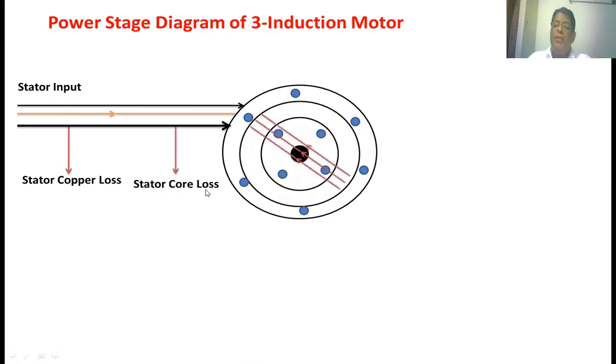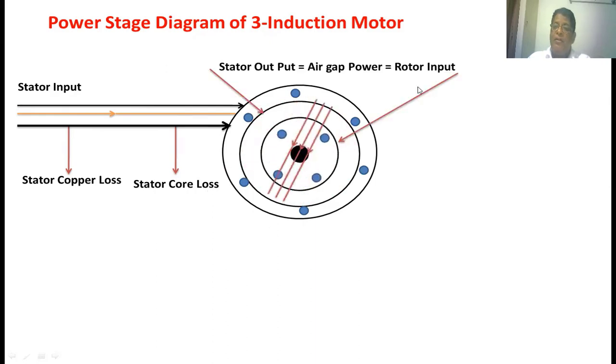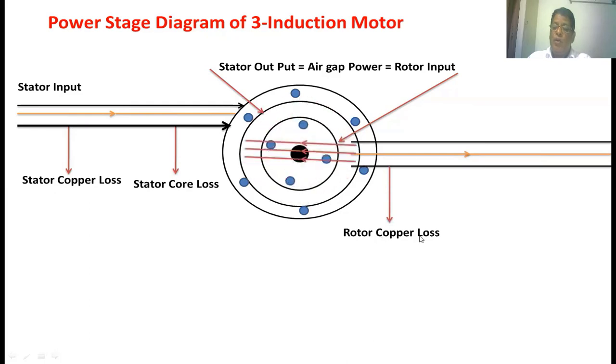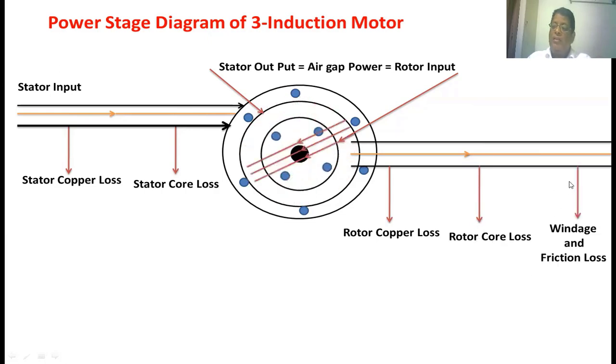The remaining power will be available as the output of the stator, nothing but air gap power, nothing but rotor input. No power is wasted in the air gap of an induction motor. Whatever power is available at the stator output is the rotor input, because no power is wasted in the air gap. Now when the current is passing through the rotor bars, some amount of power is wasted as rotor copper loss. Because the rotor is subject to magnetic reversals, some amount of power will be wasted as rotor core loss, and some amount of power will be wasted as windage and frictional loss, and the remaining power is available at the shaft.